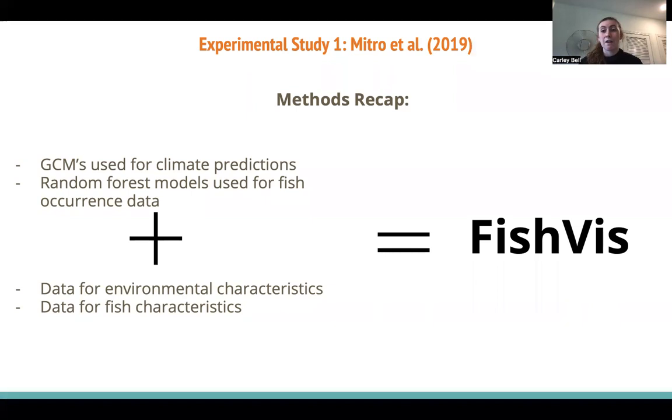It's really interesting, very complex, but it's really interesting to me that they can put all this data in, and based on what we know so far, we can get a fairly good idea of how this is going to affect fish into the future.